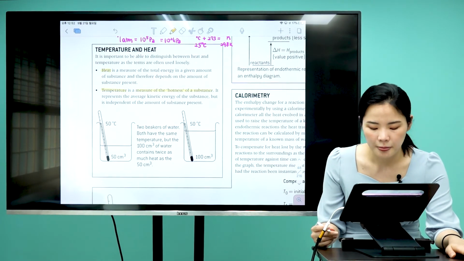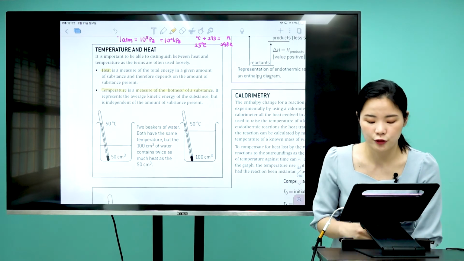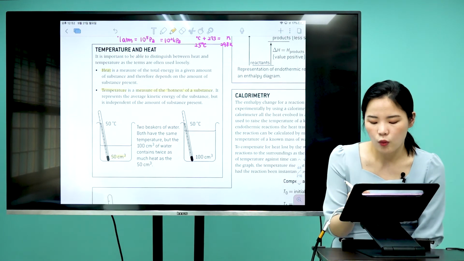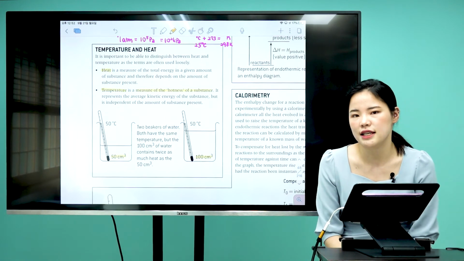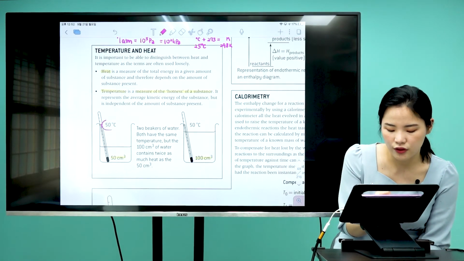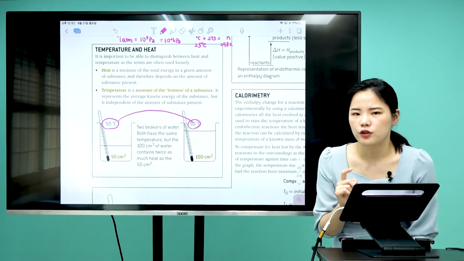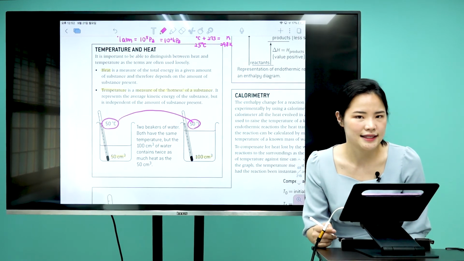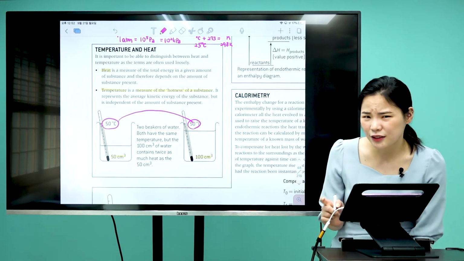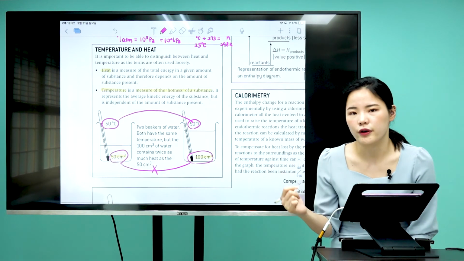So for example, let's say there are 2 beakers present, and the first beaker has 50 centimeter cube volume of water, while the second one has 100 centimeter cube volume of water. The thermometer reads the same temperature for both of them. However, is it okay to say their heat or their energy contained are the same? Well, not really.